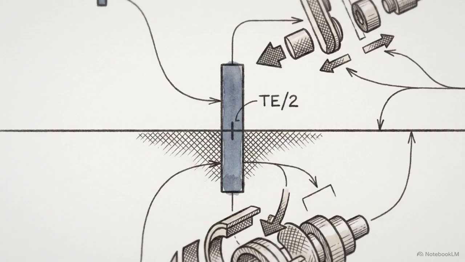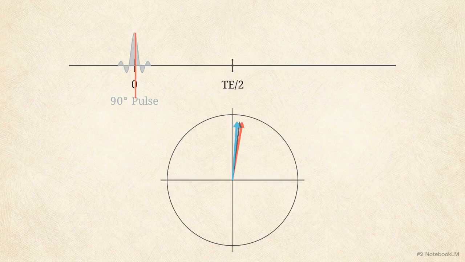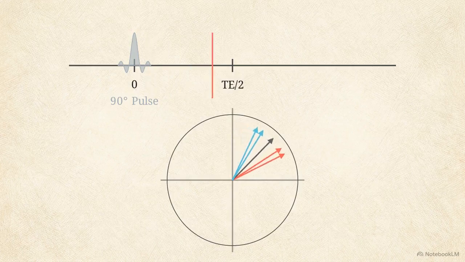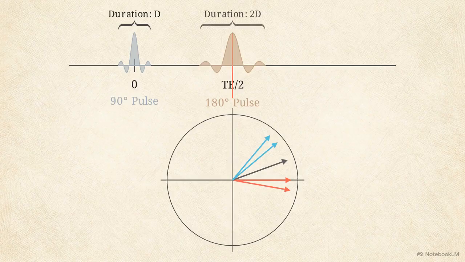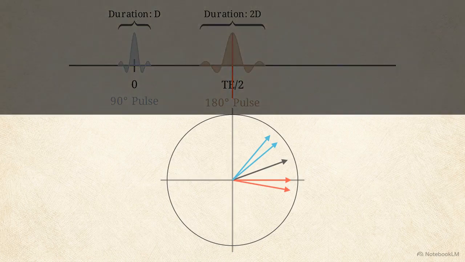We define this variable as TE/2, or half the time to echo. Exactly at TE/2, step 2 occurs. The scanner fires a 180-degree RF rephasing pulse. Mechanically, a 180-degree pulse is simply an RF pulse applied for exactly twice as long as the initial 90-degree excitation pulse. This has a profound geometric effect on the transverse plane.